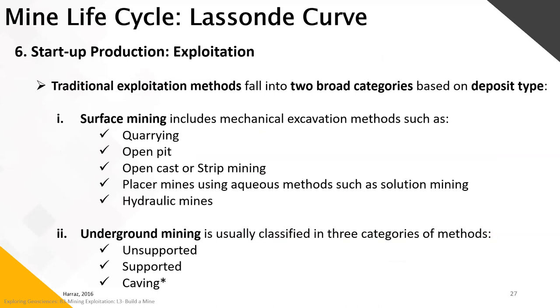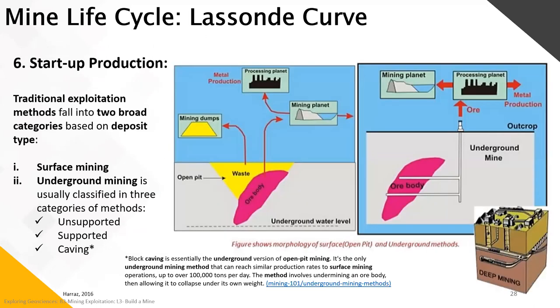So we'll go through some of the main classic traditional exploitation methods that are divided into two categories based on the deposit type and which mining approach we are going for. So they are divided into surface and underground mining. Surface mining has several techniques. I've listed the main ones here. And underground mining is usually classified into three methods, and we'll see them here. And here I just put the same image of the same ore body so that you can understand how the same ore body can be treated either by open pit mining or by underground mining.